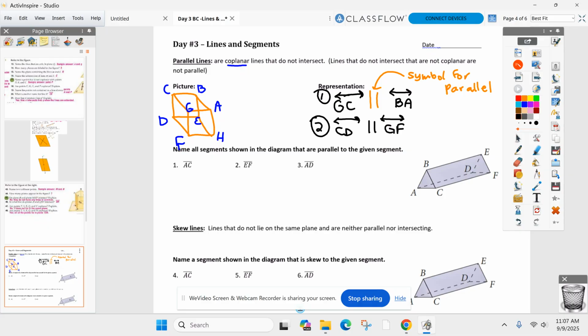All right, ready? Next one here. Now we're going to go back to my triangular prism we've been working with yesterday. How many planes are on that one? Five, right? Three rectangles and the two triangles. I'm going to give you AC now. What other line is parallel to AC? You want to find something that is not on the same plane here, coplanar.